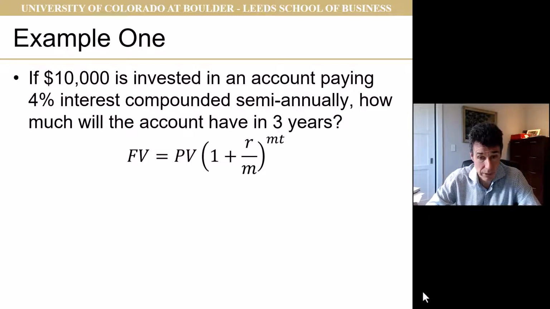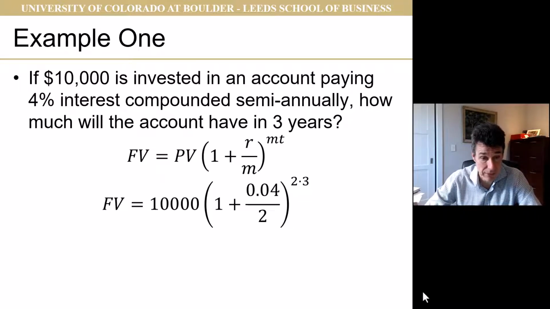So we have our formula. One can almost always assume it's the annual rate, and we have to divide by m in order to get the per period rate. So FV, future value, equals the present value times 1 plus r over m to the power mt. We're investing $10,000, so that's our present value. So we have FV equals $10,000 times 1 plus 0.04 divided by 2 to the power mt, which is 2 times 3.